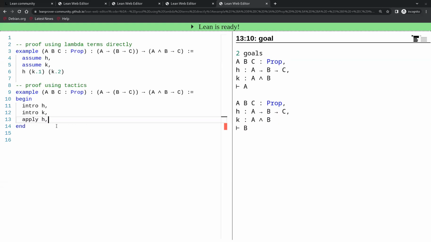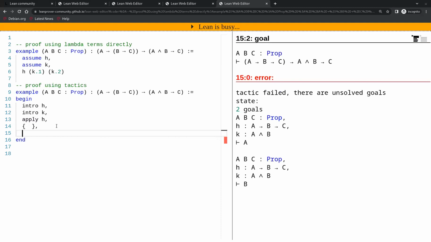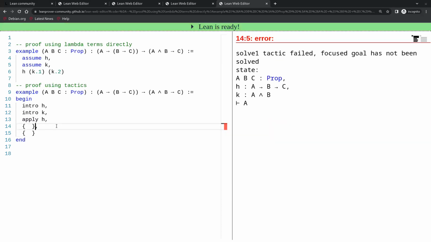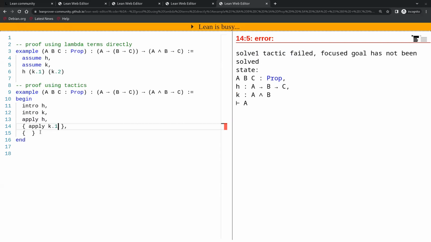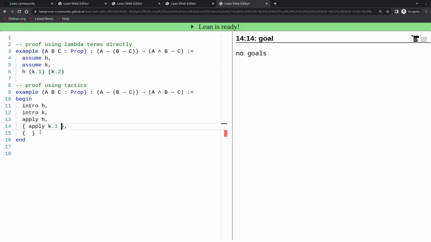So when we have two subgoals, then we enclose the proofs of these two subgoals into braces to not be confused and to not get mixed up between the two different subgoals. We are now only shown the first subgoal since we have placed our cursor into the first pair of braces. So the first subgoal is to prove A, and to prove A we will use K here, and our proof will be exactly the first component of K. So what we will do, we will apply K.1, and that will solve the first subgoal.